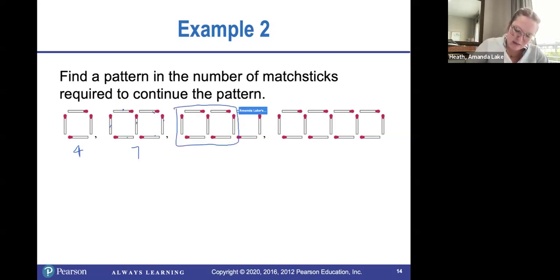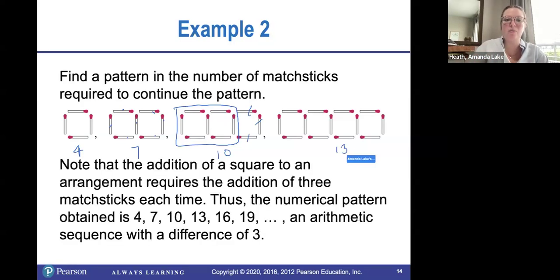Or we could start to make an observation, right? That this is the previous pattern, and I'm adding 1, 2, 3 matchsticks every time. So this is 10. I'm going to have to add 3 more to that, 13. So I don't have to count every time. So this is also an arithmetic sequence because we're adding 3 matchsticks each time. So the pattern is 4, 7, 10, 13, 16, 19.